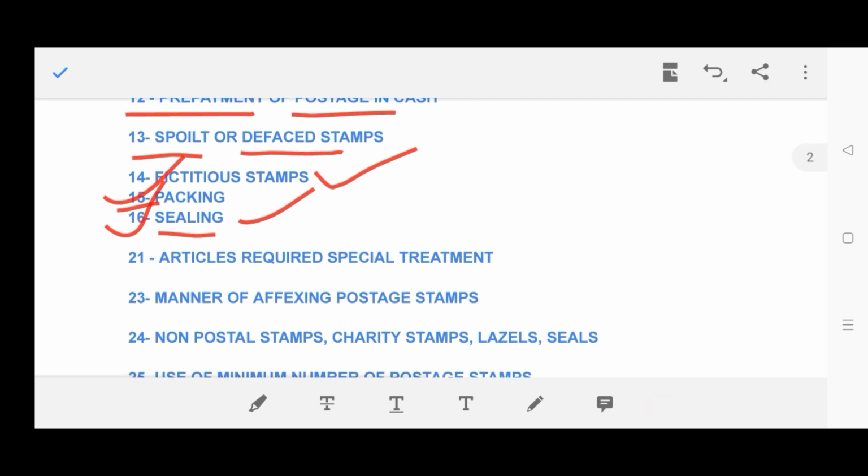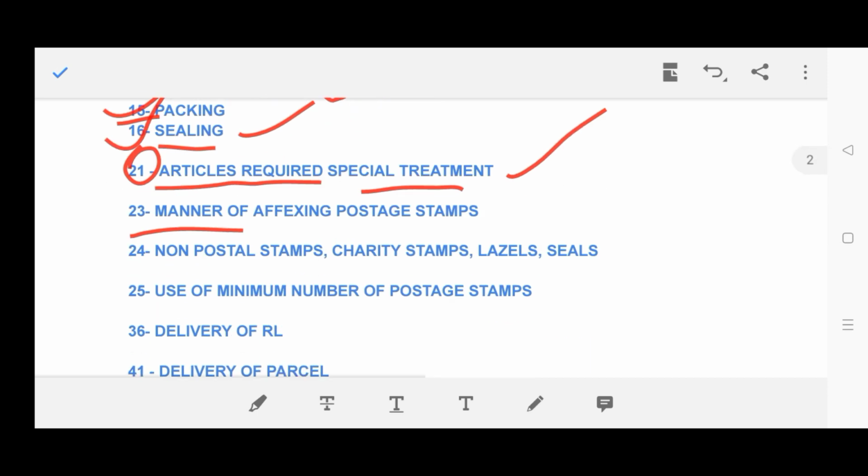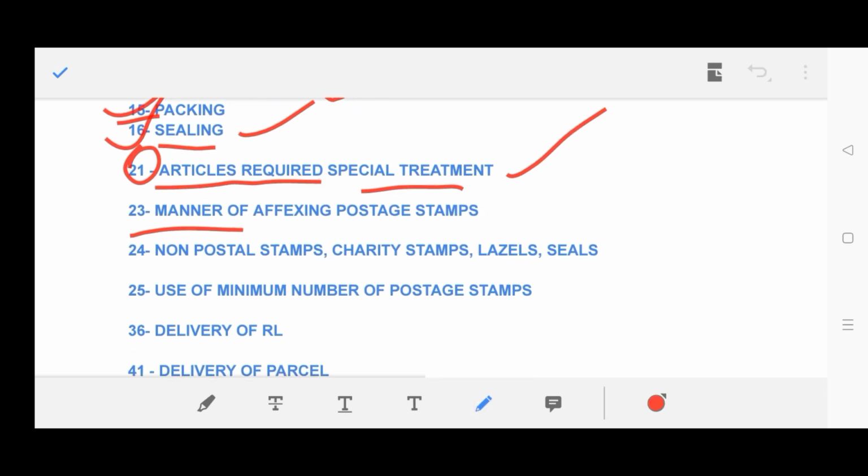Next, class number 21 is about articles requiring special treatment. Which articles require special treatment? We will see that in class number 21. Next, class number 23 is the manner of affixing postage stamps: how to affix postage stamps to the articles. This is discussed in class number 23.